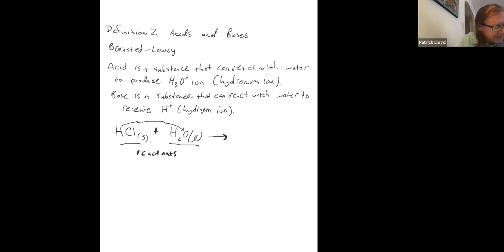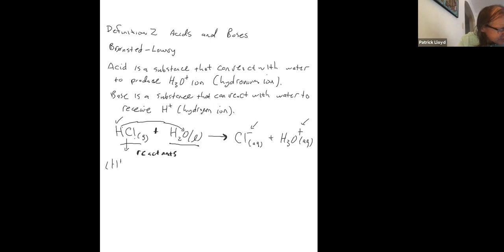So what ends up happening is you end up with the chloride ion, right? Because if you take the hydrogen off of HCl, you just get chloride. And then the hydrogen goes on to the water and you get the hydronium ion. Now, why am I writing this as minus and plus? Why negative and plus? Because what I'm claiming is that the HCl is kind of like an ionic compound.